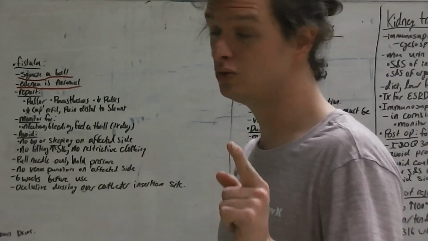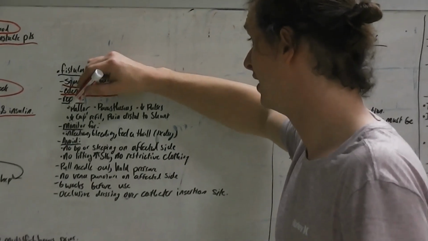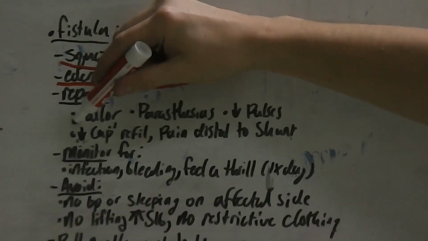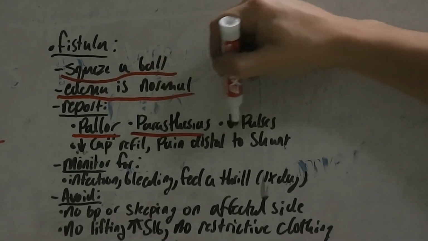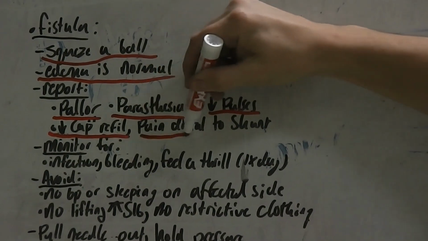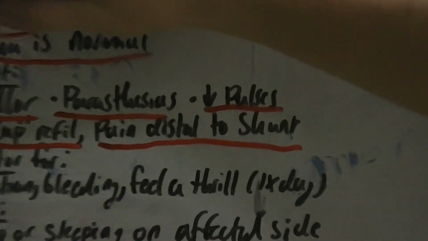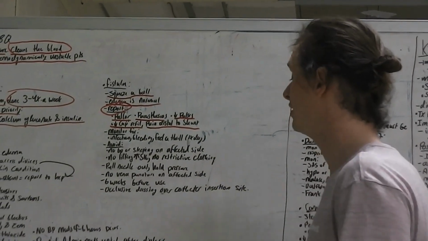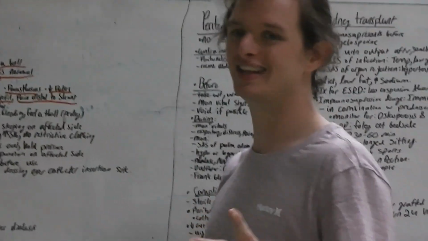But here's what you do want to call the health care provider for. If this patient that's going to get dialysis has a fistula, if they have pallor, paresthesias, decreased pulses, decreased capillary refill, or pain distal to the shunt, we got to report that to the primary health care provider, because that is not good. That is showing a lack of circulation.